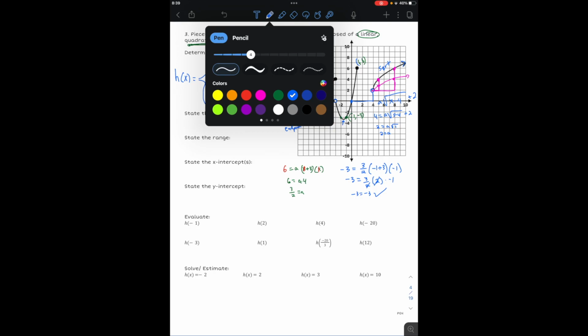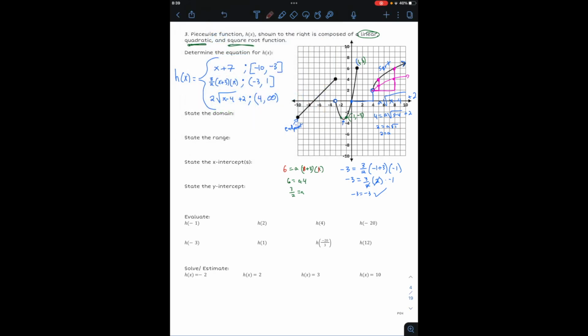We kind of already stated it in the piecewise function itself. So the domain goes from -10 to -3. Then it also goes to -3, 1, inclusive, and that goes from 4 to infinity. So it's a really choppy domain in some ways, but that's what it is.